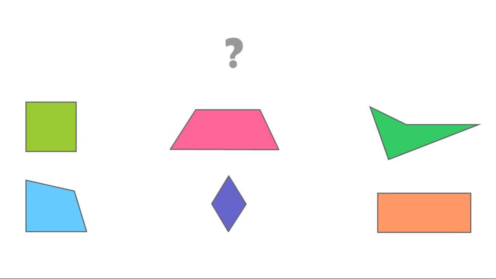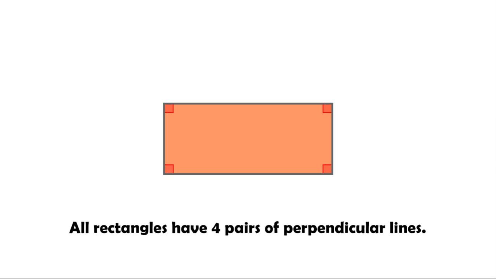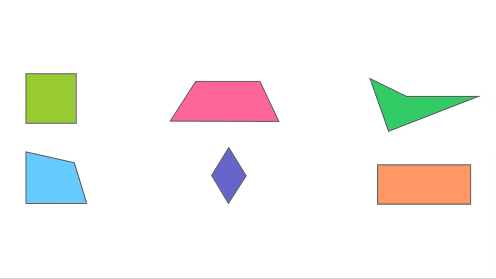Can you find any other quadrilateral that has four pairs of perpendicular lines? Well, let's look at this rectangle. As you can see, it has four right angles. As a result, it also has four pairs of perpendicular lines. All rectangles have four pairs of perpendicular lines. This next quadrilateral has only one right angle and one pair of perpendicular lines.